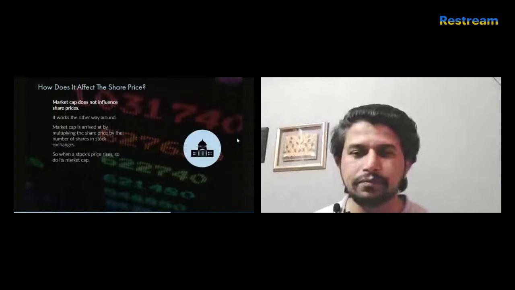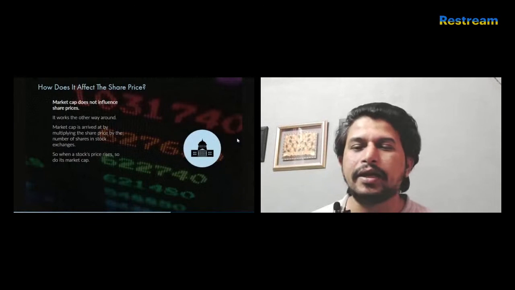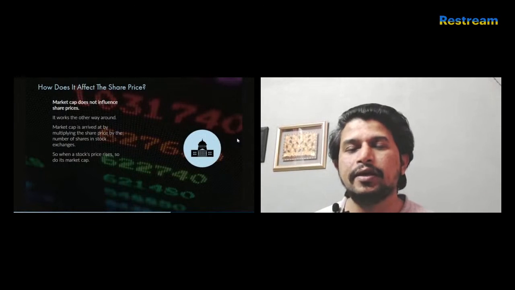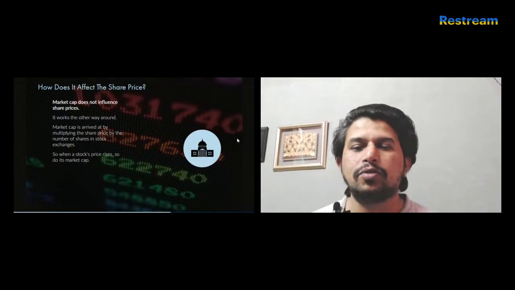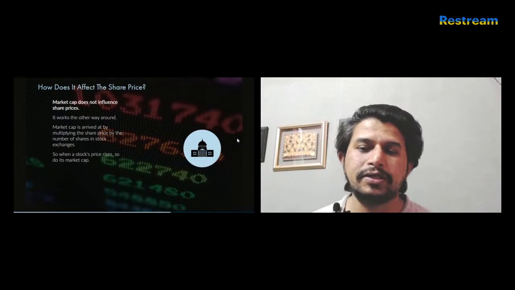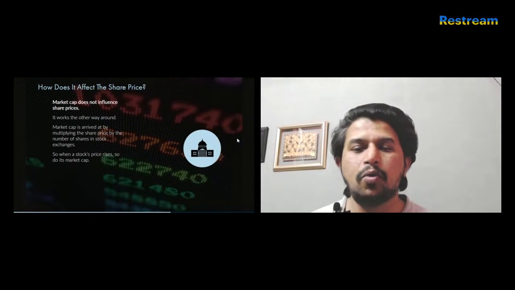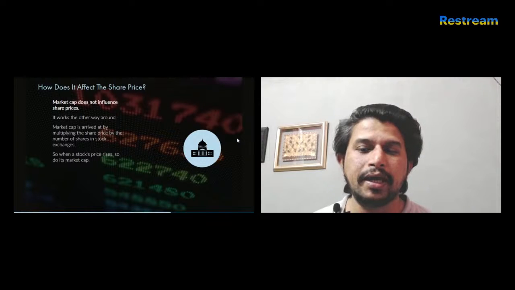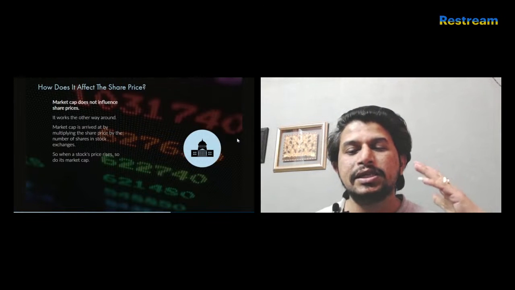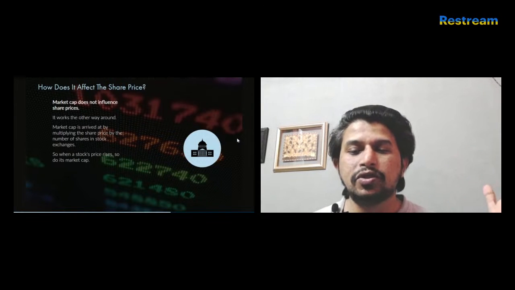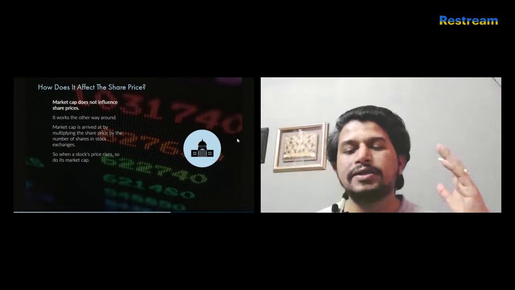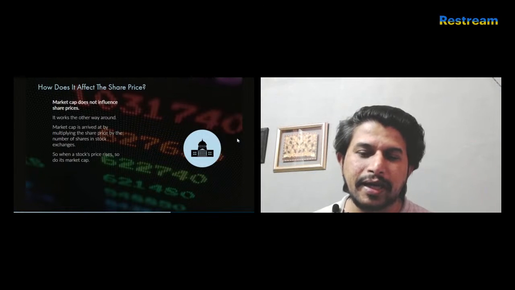How does it affect the share price? Market cap does not influence the share price, it works the other way around. Market cap is arrived at by multiplying the share price by the number of shares in the stock exchange. So when the stock price rises, so does the market cap.